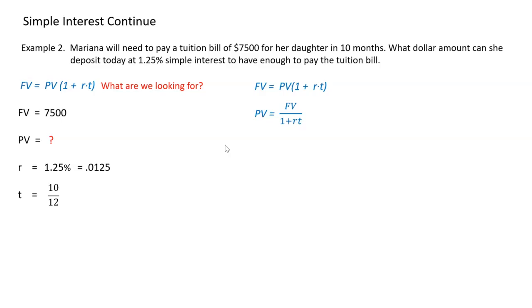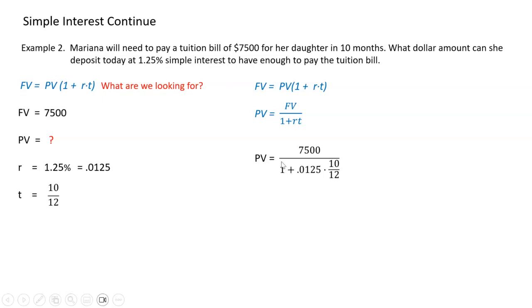But I'm going to show you another way that'll be easier, because most students have a hard time when they plug into the calculator. You have to put a certain amount of parentheses so you can get the right answer. But I'm going to show you 2 ways, okay? So this is the first way. The future value is 7,500, and on the bottom will be 1 plus 0.0125, which is the interest rate, times 10 divided by 12.